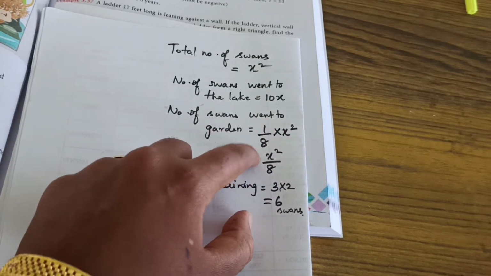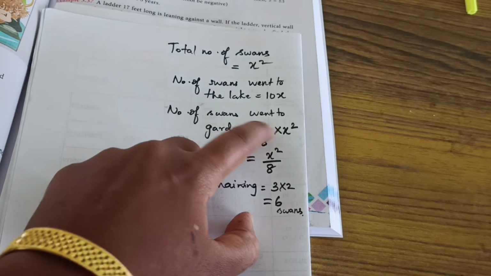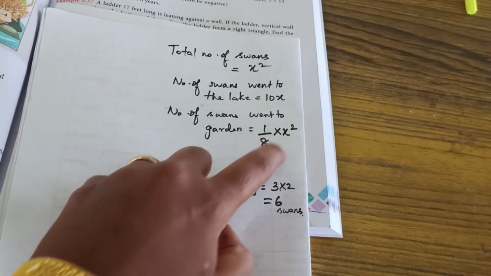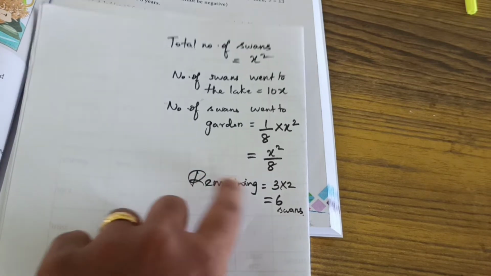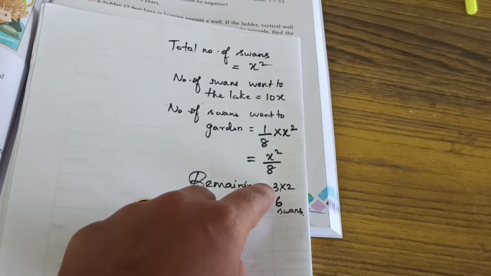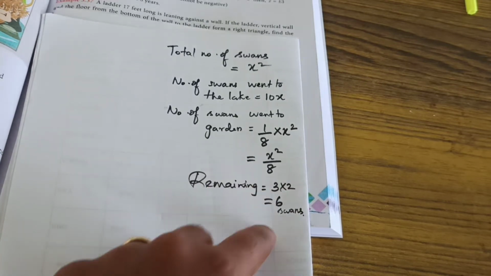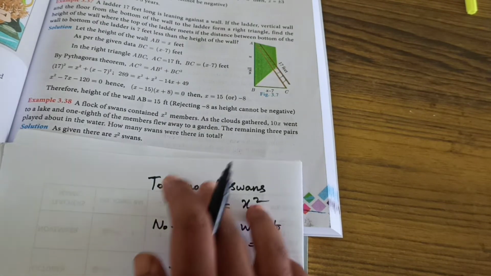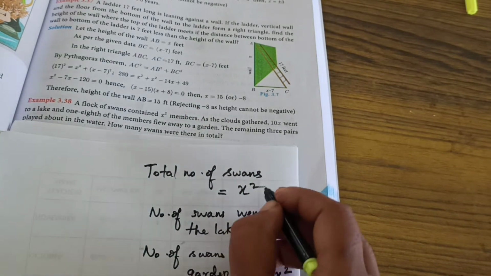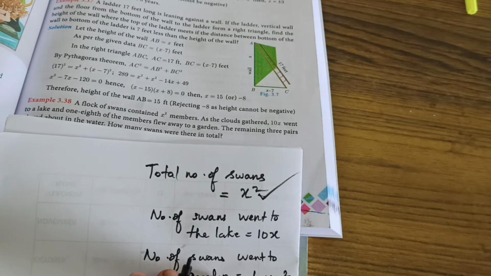So 1/8 of the members means total members, so x square. Then 1 into x square is x square by 8. Then how many swans remain? 3 pairs. 1 pair means 2, so 3 pairs means 3 into 2, 6. Got it? Okay. Then how many swans were there in total? Total means we need to find x square only.